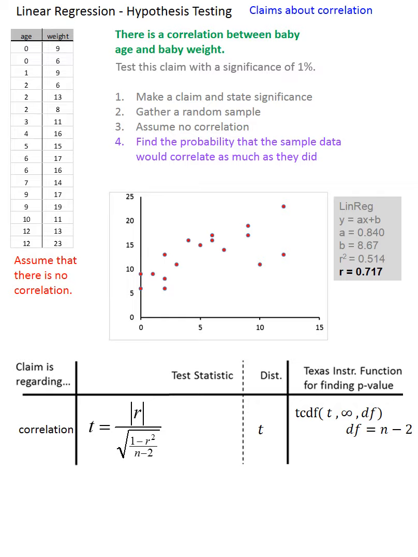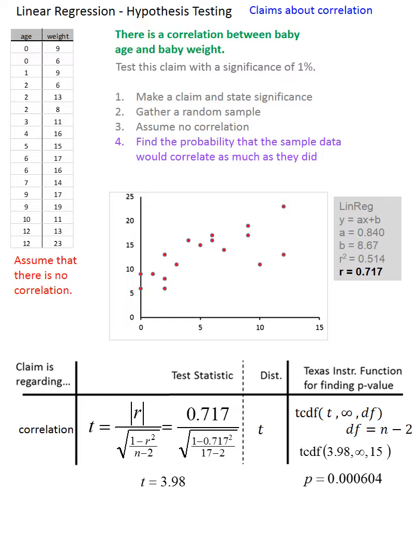as we suspect. Plugging in the R value, and notice also plugging in 17 for N, because there were 17 babies in this sample, the calculator gives me a relatively high t value, which I can then plug into the cumulative distribution function for t and get a very low probability that the correlation coefficient would be this high.